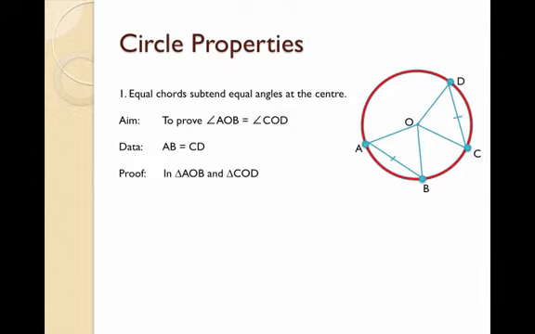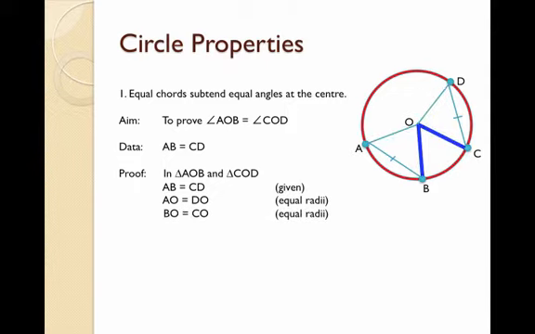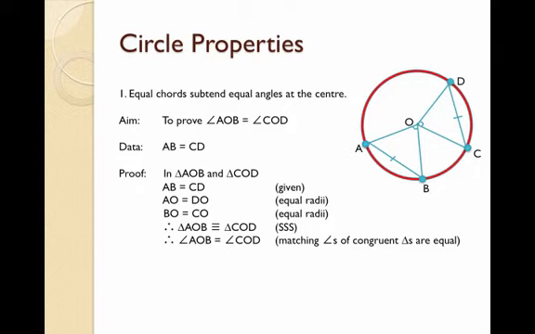Then we're going to write what sides or angles we know are equal to each other and the reason why we know them. We know that AB is equal to CD, and this is given in our data. We also know that AO and DO are equal to each other because they are radii in a circle. Similarly, we can say that BO and CO are equal to each other for the exact same reason. Our conclusion is that the triangle AOB is congruent to triangle COD because of side, side, side. We can now therefore say that angle AOB is equal to angle COD because matching angles of congruent triangles are equal to each other.